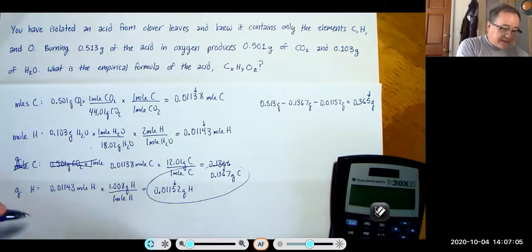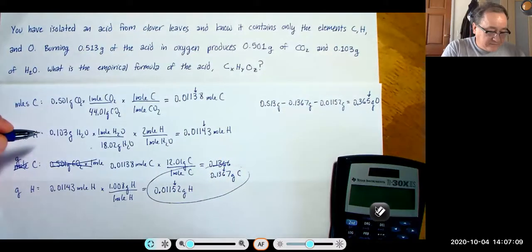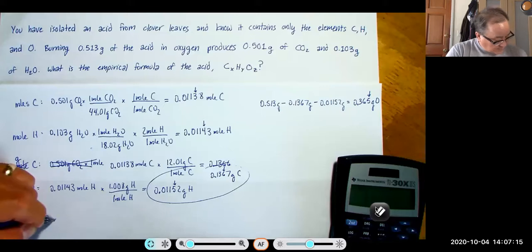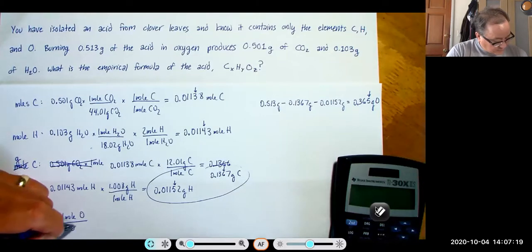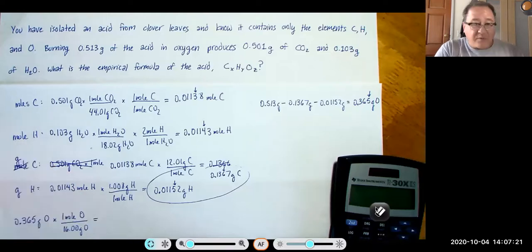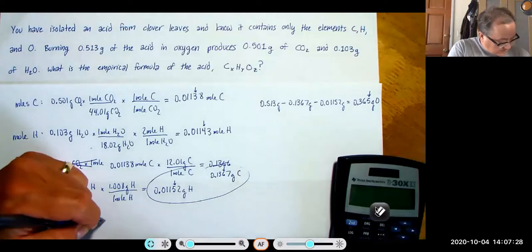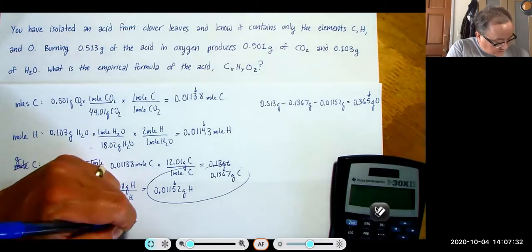So now I'm going to take that, and remember, this is the grams of oxygen. So I'm going to take the 0.365 grams of oxygen, multiply it by 1 mole of oxygen per 16.00 grams of oxygen, and we will get our moles of oxygen. And we get 0.0228 mole of oxygen.